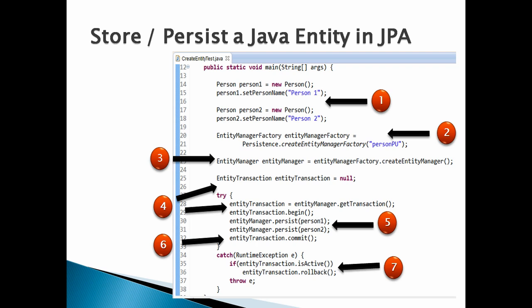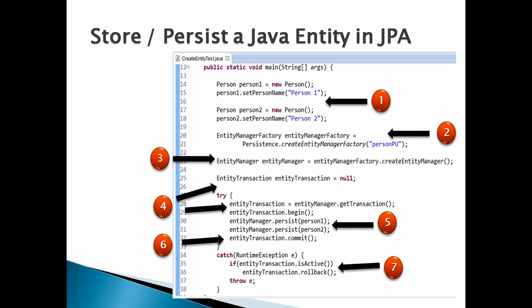In order to save, persist an entity, let's discuss the code point by point. Number 1. Create two different instances of the Person entity. Here, the Person entity has a property as personName. Let's assign different personName values to each of the Person entity instances. Here, I have provided values as Person 1 and Person 2.